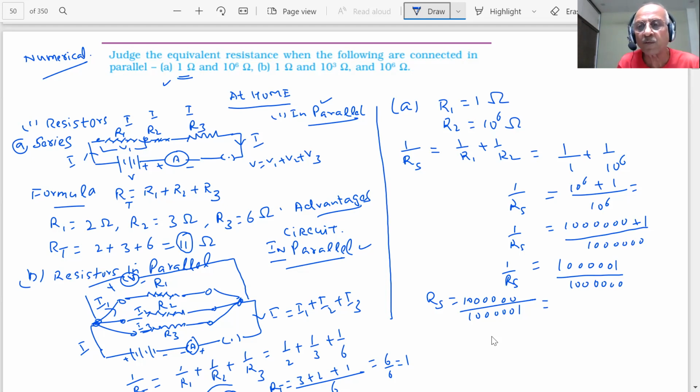How much will it come to, students? If I divide this, it will come to around 0.9 ohms, approximately. So this value will be less than the lowest value of the resistance when you connect them in parallel.